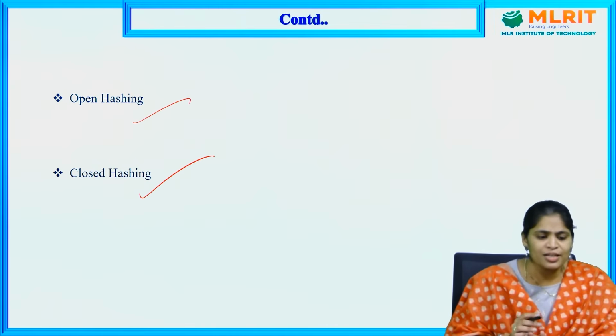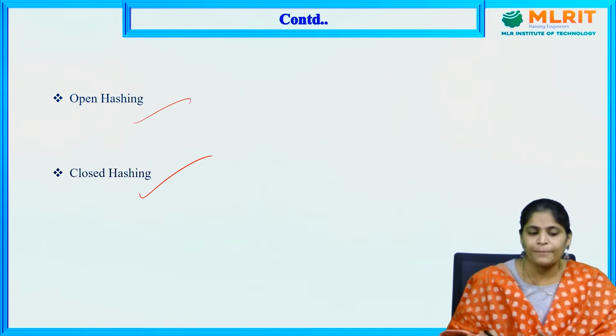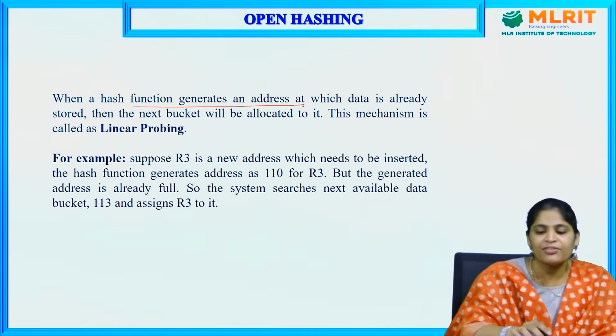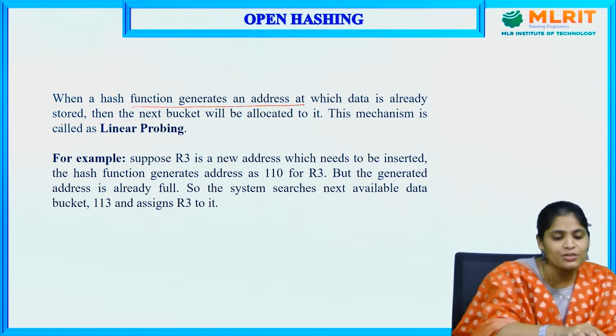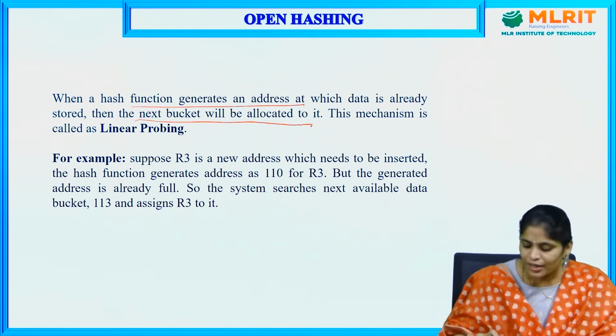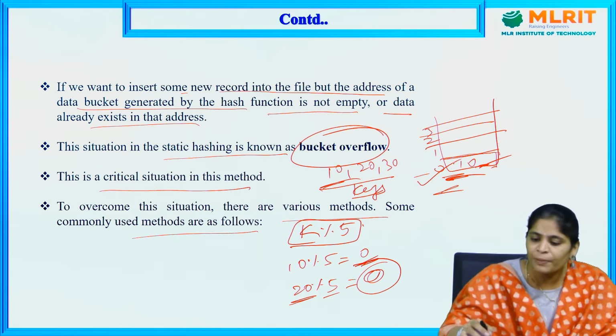So, let us discuss these two hashings briefly. What is open hashing? When a hash function generates an address at which data is already stored, then the next bucket will be allocated to it. Right. So here, what is open hashing?